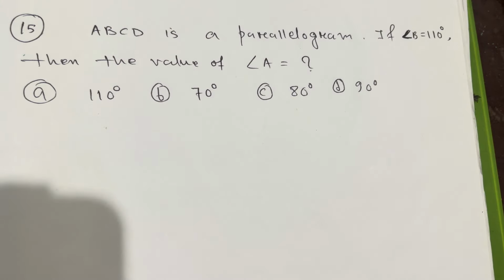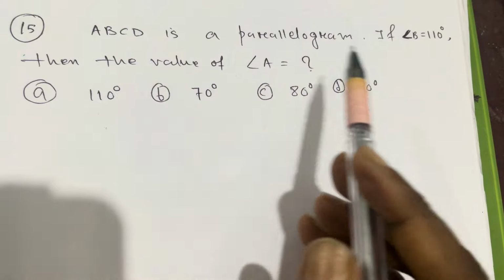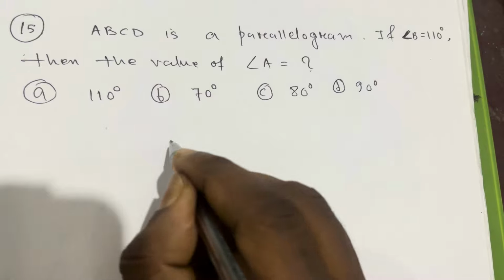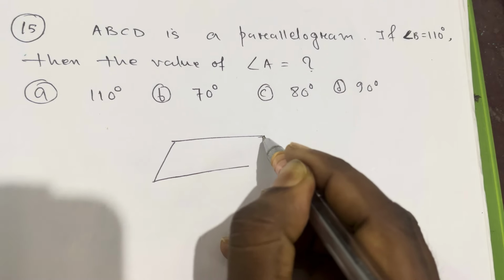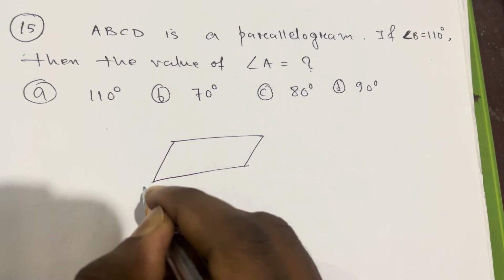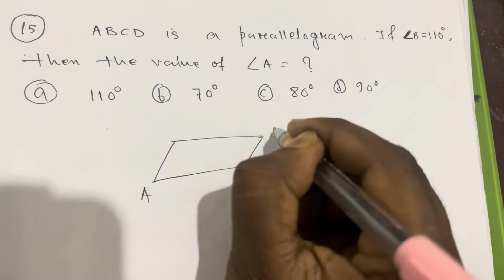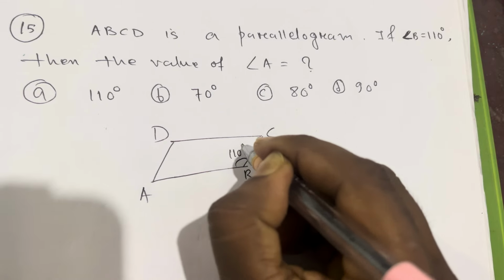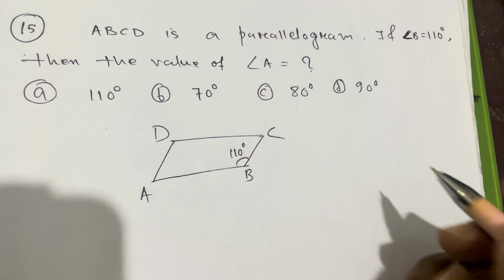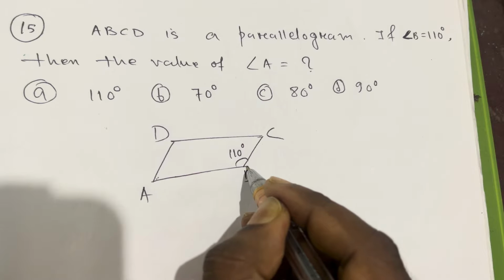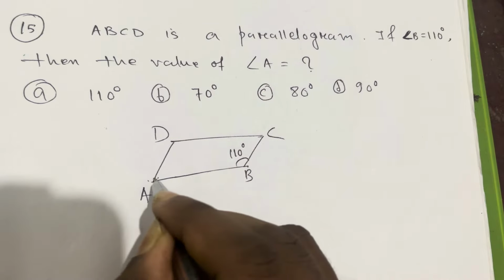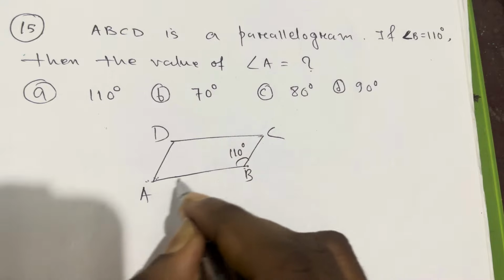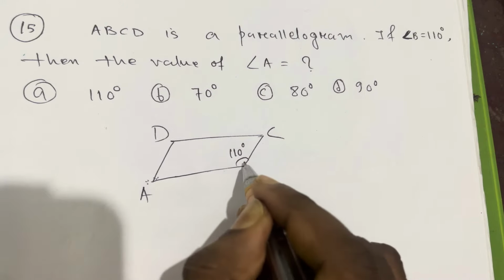So question number 15. ABCD is a parallelogram. If angle B is equal to 110, then the value of angle A. So very simple. Suppose this is a parallelogram, and the name of this parallelogram is ABCD. According to the question, the value of angle B is given as 110. So can you find the value of angle A? A and B are adjacent. As you know, adjacent means they are connected. AB is a line, and the end points are A and B. That's why A and B are adjacent.